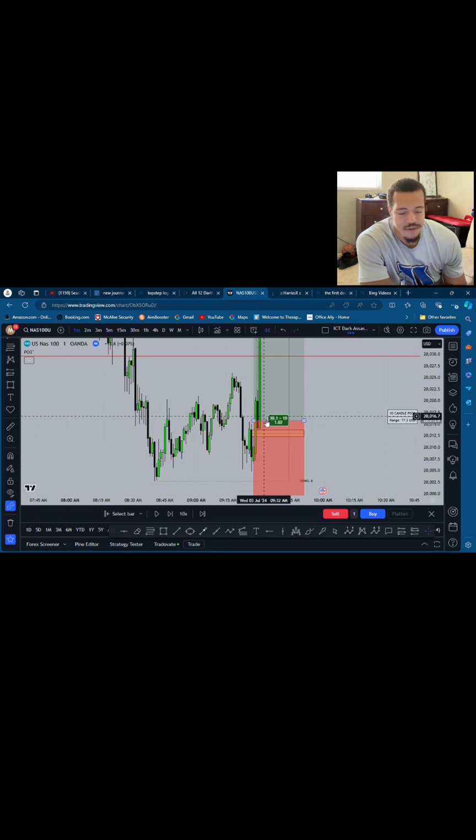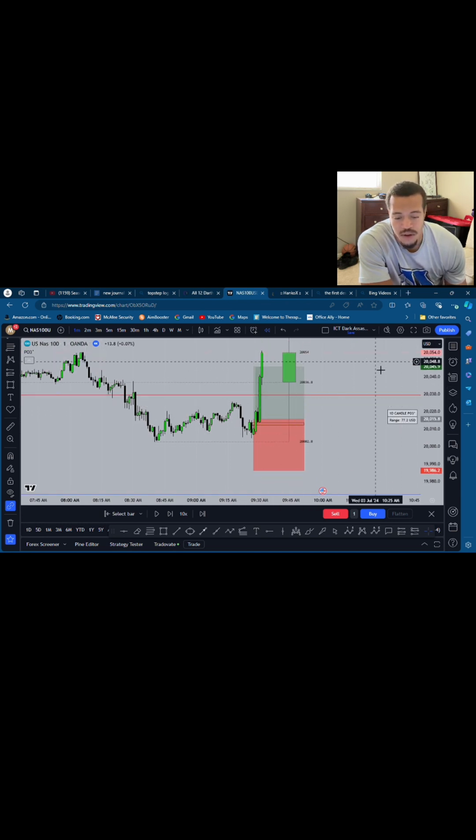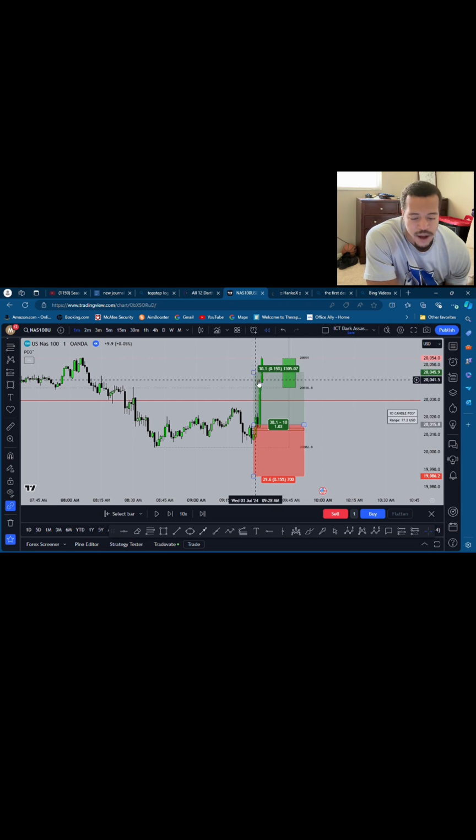Realistically, I wouldn't be in right at the fair value gap. It would be more so a little bit up. But that motherfucker took off. And that's what I mean. Sometimes on 9:30 you can get lucky. Sometimes you can tell where it's gonna go at 9:30. Like when 9:30 opens up, you know where it's gonna go.